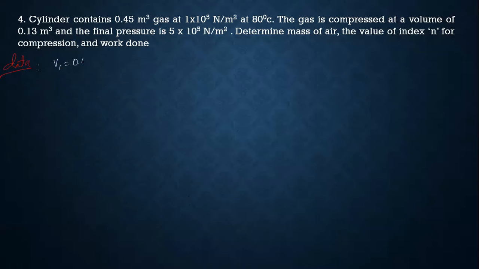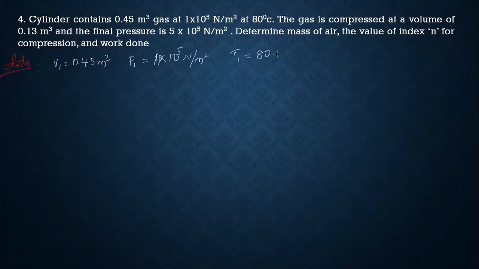A cylinder contains 0.45 meter cube, V1 is equal to 0.45 meter cube, of gas at 1 bar. That means P1 is 1 bar, 1 into 10 to the power of 5 Newton per meter square, at 80 degrees Celsius. T1 is equal to 80 plus 273, it is 353 Kelvin.